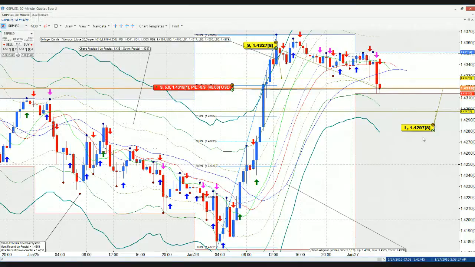The other thing is that with the way things are moving or not moving, not moving is a better way of saying it, it wouldn't surprise me if it took an hour and a half to get there. And it may have a couple of hiccups on the way. So I kept that stop pretty close. It's only a 10 pip stop. I'm not really willing to gamble a whole lot here.